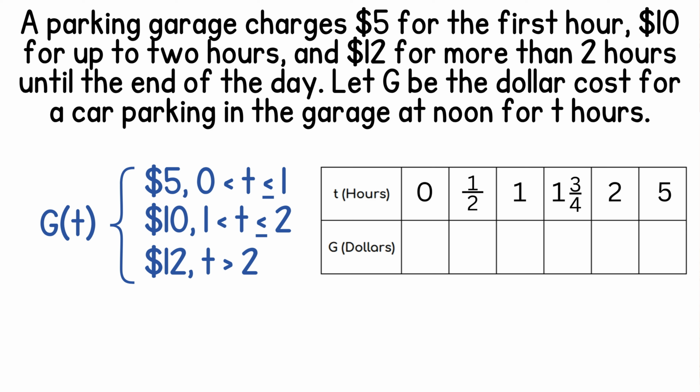So if we parked for 0 hours, then we would owe $0. If we parked for half an hour, we would use this first function rule, which tells us it would be $5. If we parked for 1 hour, we would still use our first rule. If we parked for 1 3/4 hours, which would be 1 hour and 45 minutes, then we would use the second rule. So this would cost us $10. And if we parked for 2 hours, we would use this rule again. So this would also be $10. And then if we parked for 5 hours, we would use our last rule. So this would be $12 to park for 5 hours.